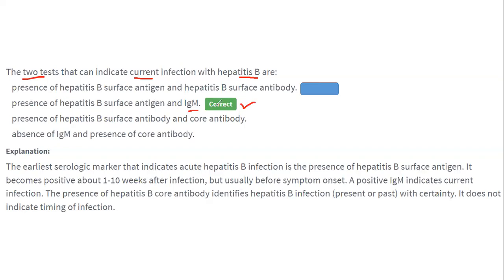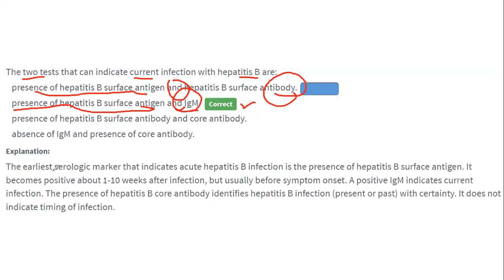Why is it the answer? Let me read number A. Presence of hepatitis B surface antigen. So this and this are the same, but you see, hepatitis B surface antibody, and here immunoglobulin M. So this is the correct answer. It indicates the patient has an acute infection, a current infection.